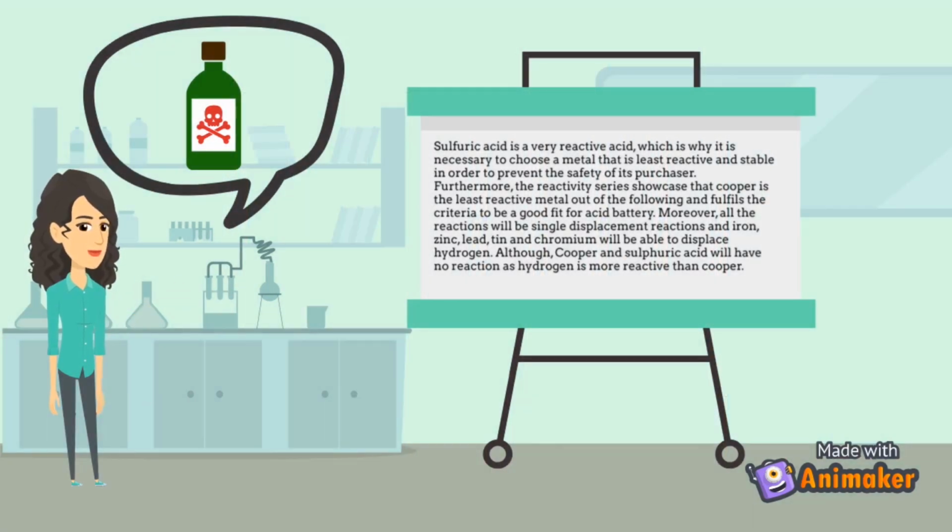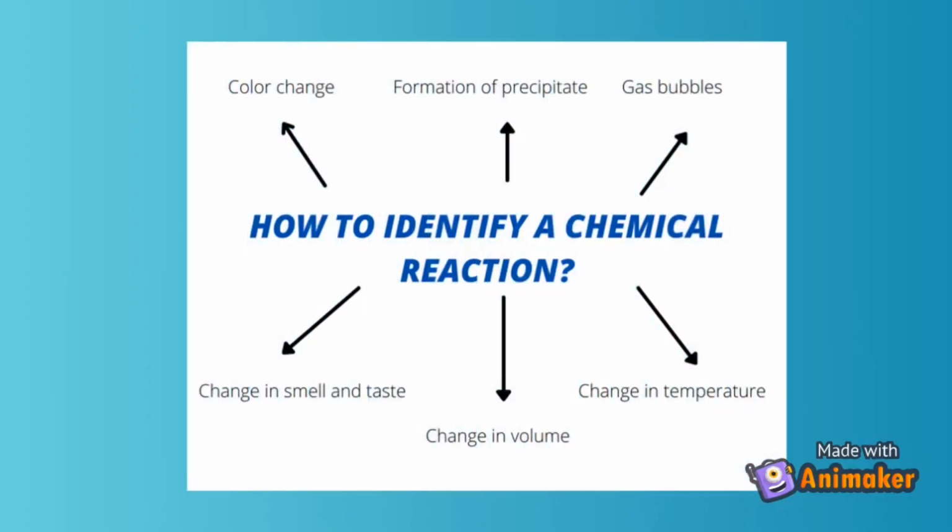Another key element that we're aware of is that all the reactions taking place are going to be single displacement. Now, before we move on, I would like to bring our focus to how to identify a chemical reaction. There are 6 factors that contribute to identifying that a chemical reaction has taken place. First being color change, formation of precipitate, bubble gases, change in temperature, change in volume, and change in smell and taste. Hence, if you ever observe a reaction where these 6 factors have contributed, you can automatically conclude that the reaction was a chemical change.